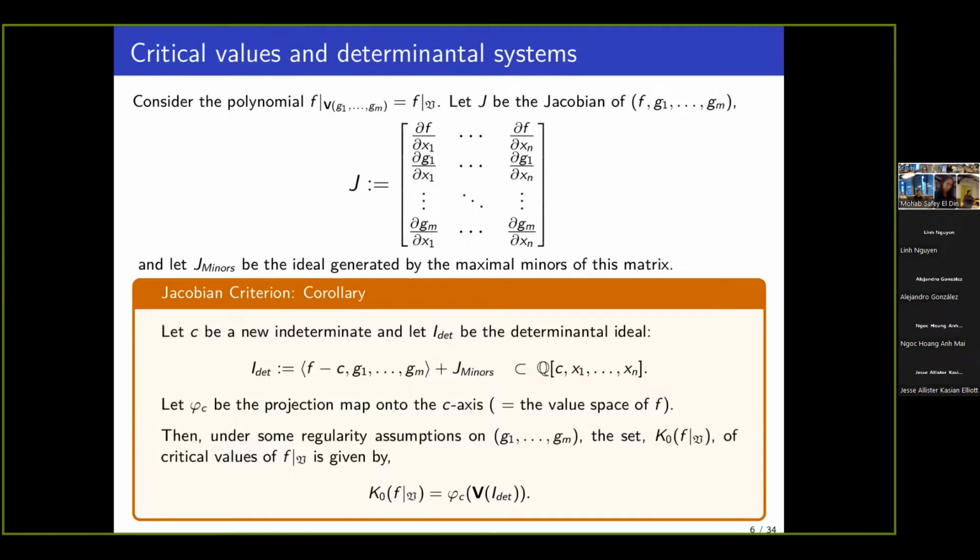We add to these maximal minors, again, g1 to gm, as well as f minus c, where c is a new variable for the value of f. And if we assume that g1 to gm is a reduced regular sequence defining a smooth algebraic set, then the critical values of f are just the projection of this variety, of this ideal, onto the value space.